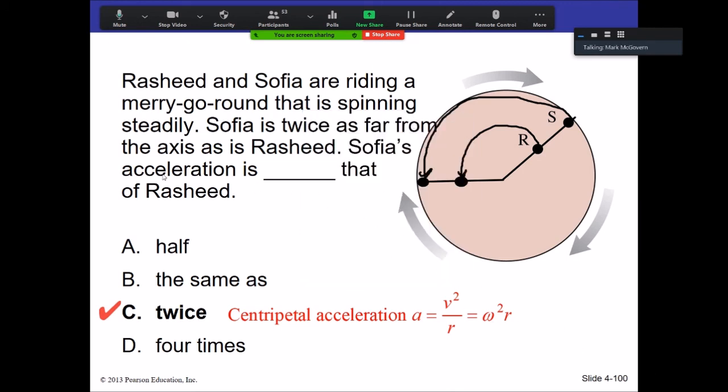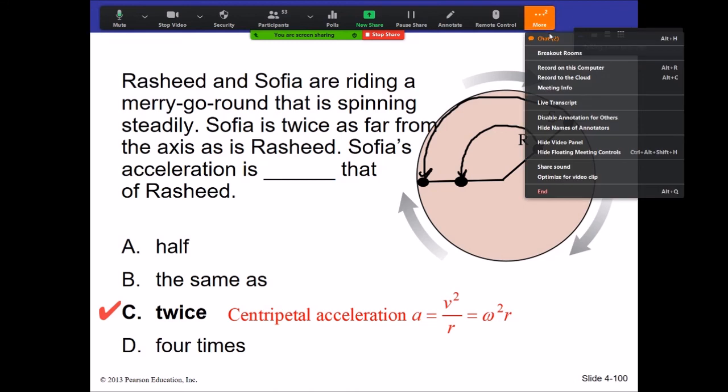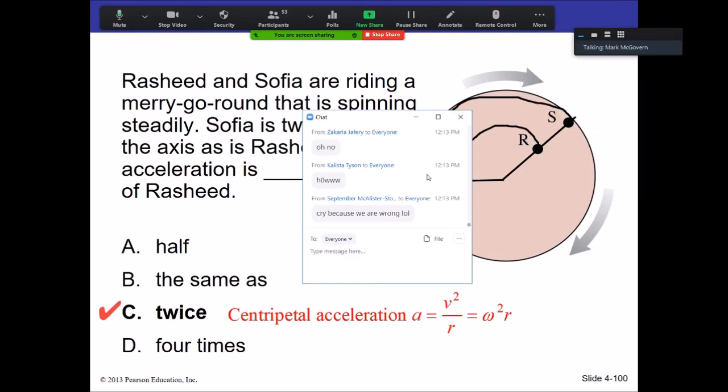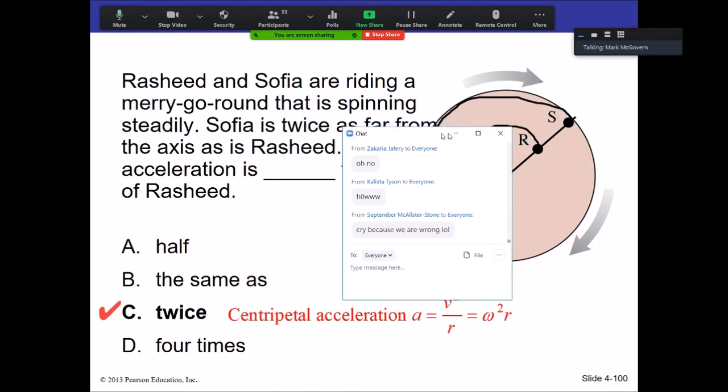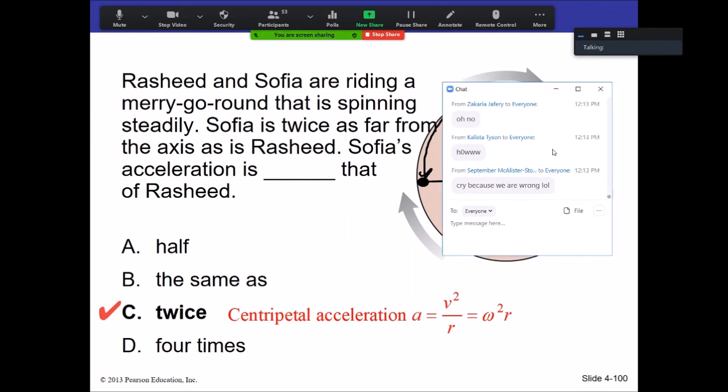So the best way to think about this, because here's the thing: v squared over r is a little difficult to think about for acceleration. It's much easier to think about it in terms of omega squared r, because we've already established that omega is the same. And because Sophia is farther away, obviously she has to be accelerating at a greater rate. I don't know what I was thinking. I was all happy that you guys got it right, but no, you let me down again. It's okay. I got tripped up there myself.